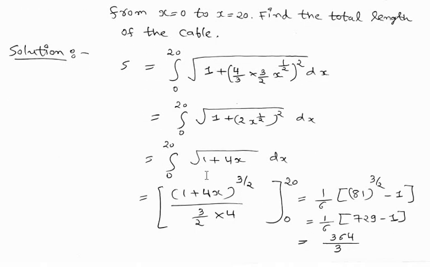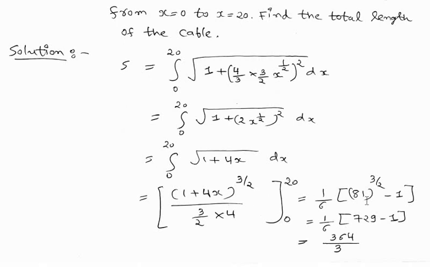Now we have to integrate 1 plus 4x the whole raised to 1 by 2. To integrate this function, you have to remember the formula: integration of x raised to n dx is x raised to n plus 1 over n plus 1. Applying this formula, it will become 1 plus 4x the whole raised to 3 by 2 divided by 3 by 2. And over here the coefficient of x is 4, so you have to divide the result by 4. The simplification of the denominator is 1 by 6. Then you put the upper limit as 20 and the lower limit as 0.